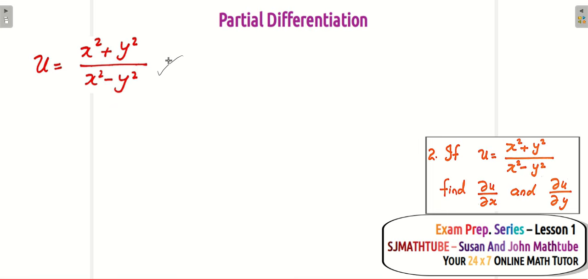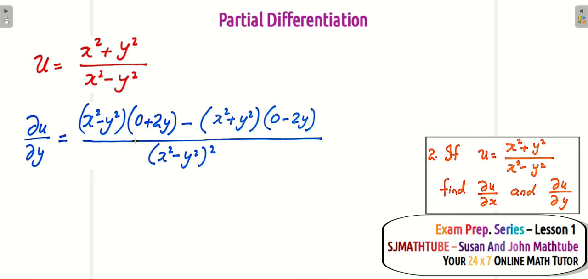So I can see y in the numerator as well as in the denominator. So here it goes. So remember, we are going to differentiate partially with respect to y, and when you differentiate partially with respect to y, y is the only variable.